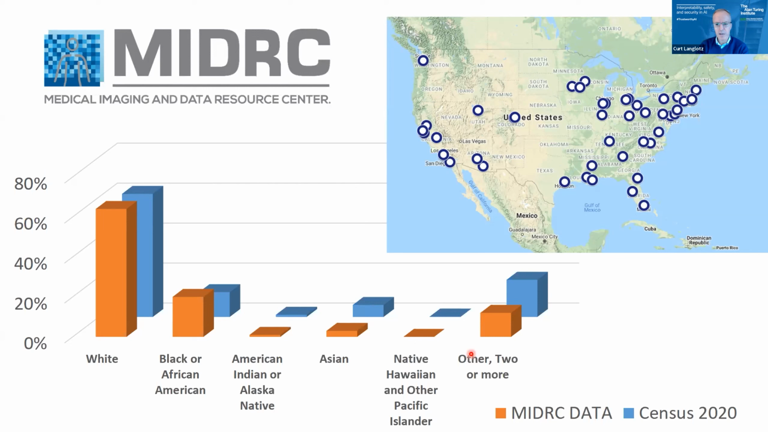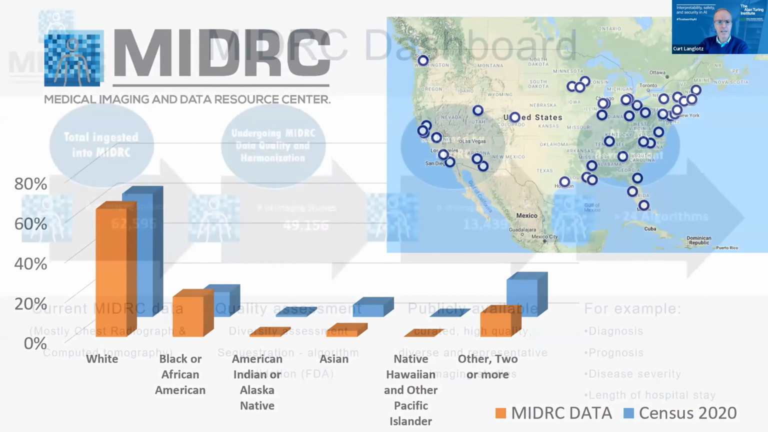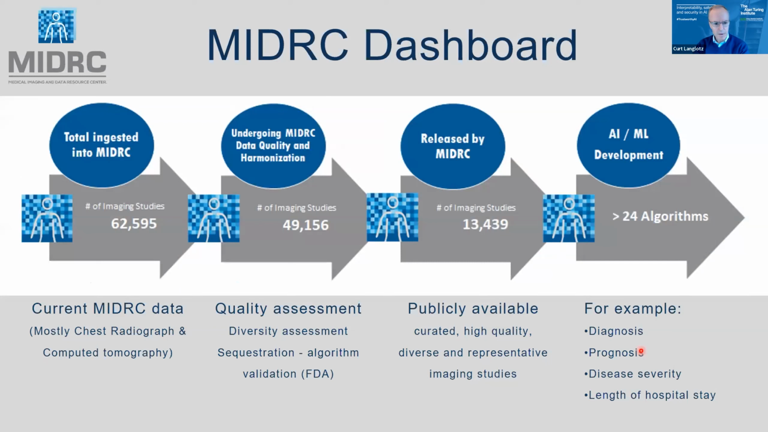And as you can see here, because we've collected data from this wide variety of sites across the country, the demographics of our data mirrors that of the 2020 census here in the United States. And this data has now been used for many important purposes. We've ingested over 62,000 imaging studies, predominantly chest radiographs and chest CT. About 50,000 of those studies are currently undergoing our quality assessment. So that has to do with assessment for diversity.